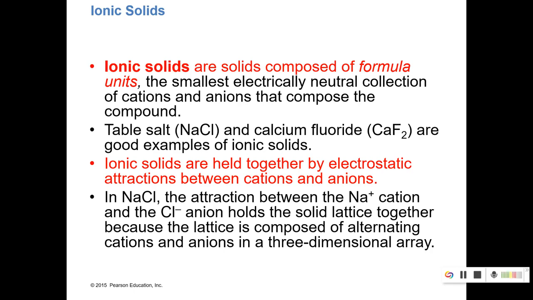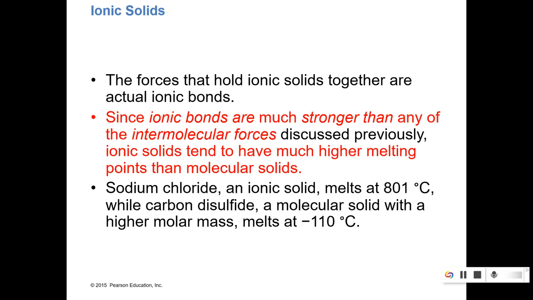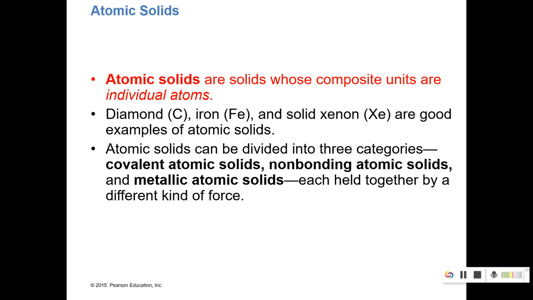Ionic solids, remember those are metals and nonmetals. They're made up by formula units, and they're held together by the attractive forces between the cation and the anion. So because the opposites are attracting, that's how they're held together. Since ionic bonds are stronger than intermolecular forces because they're true bonds, ionic solids have much higher melting points. So like table salt has a melting point of about 800, whereas the example from before, carbon disulfide, is about -110. These are melting points. Boiling points are even higher.